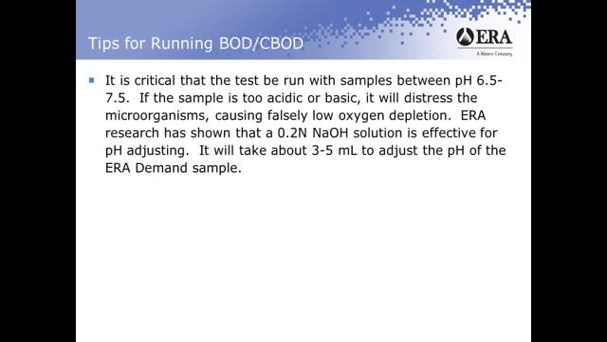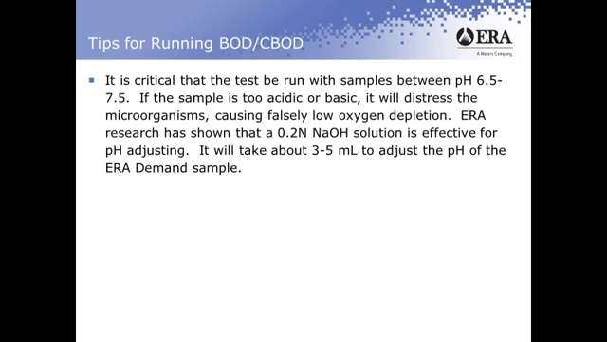The first thing is it's critical to make sure that the samples you're running have a pH between 6.5 and 7.5. The reasoning for that is that you're going to be adding microorganisms to your samples, which is going to cause oxygen depletion. If your sample is too acidic or too basic, it's going to distress those microorganisms, and they're not going to work at the proper rate, and it will cause falsely low oxygen depletion, which is going to result in low BOD or CBOD numbers.